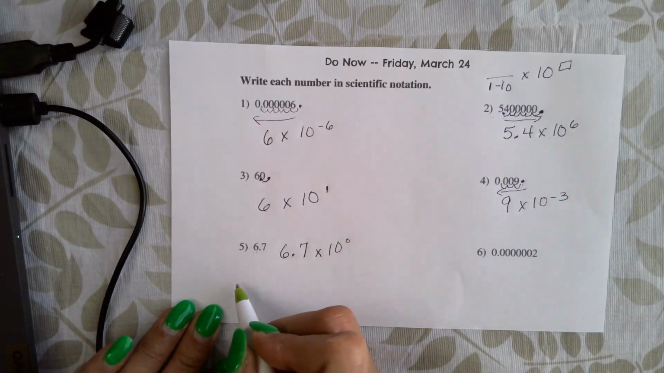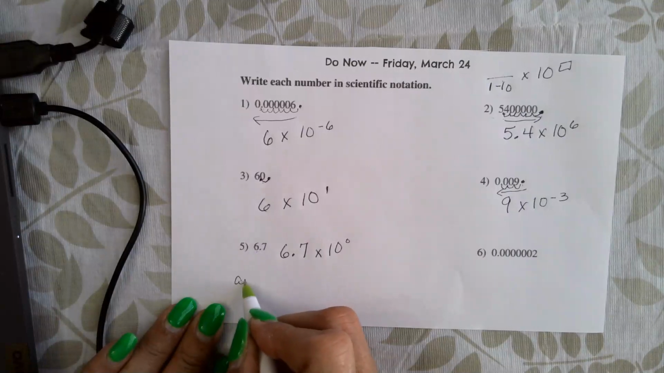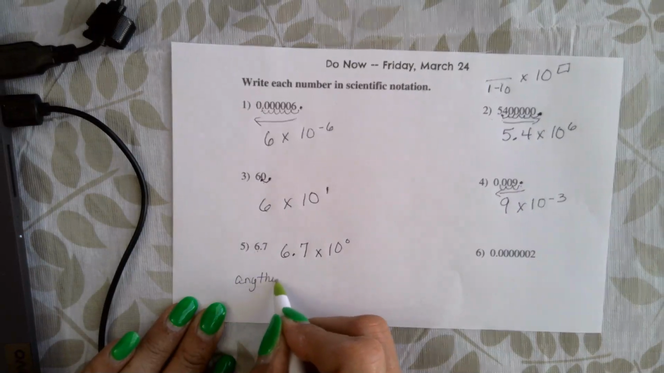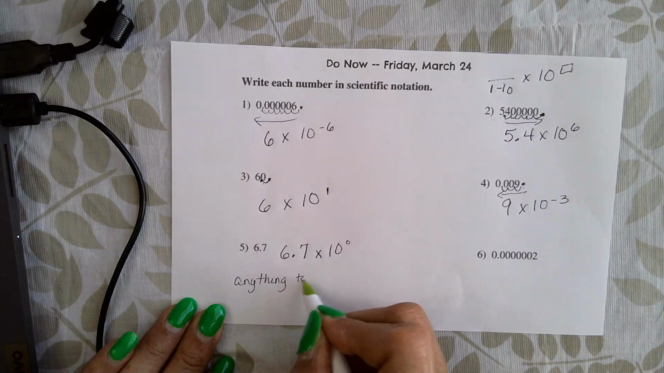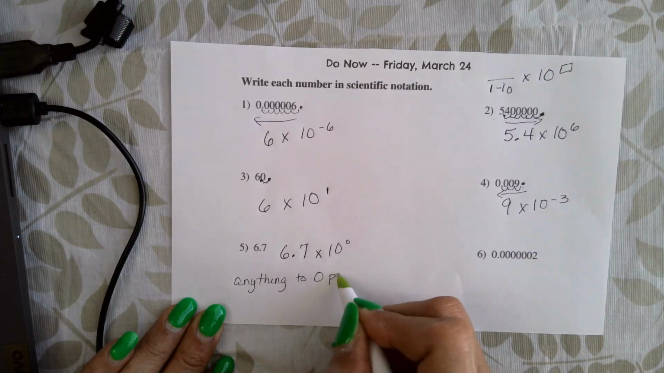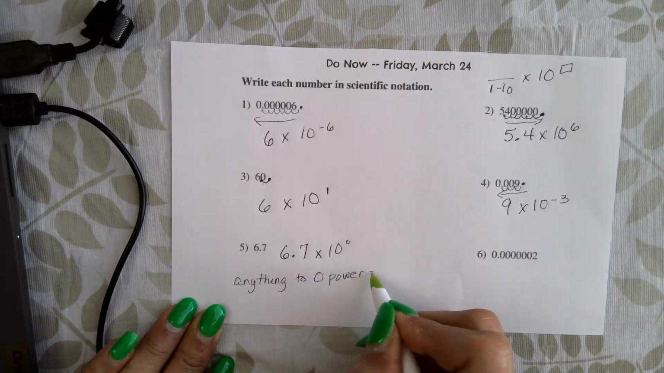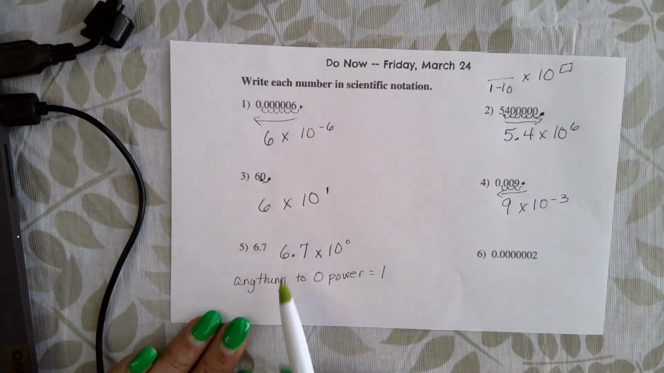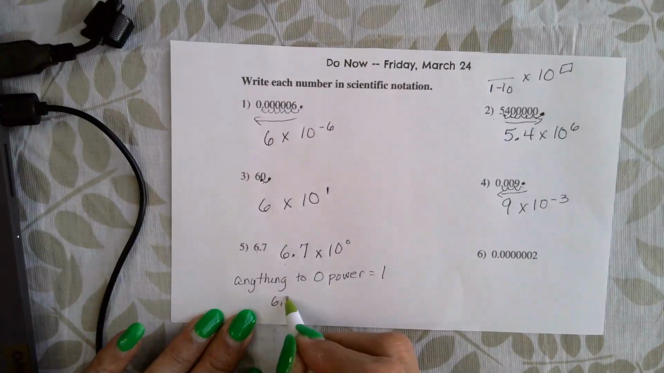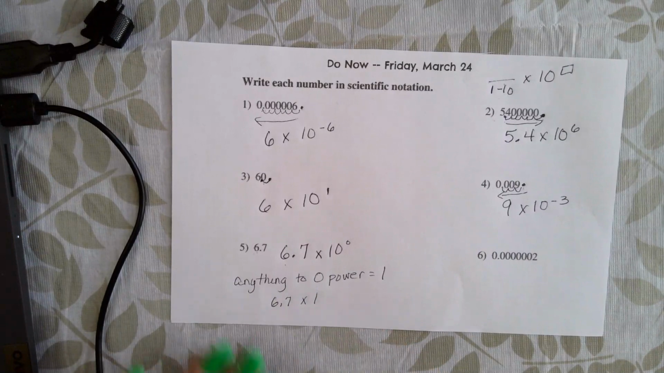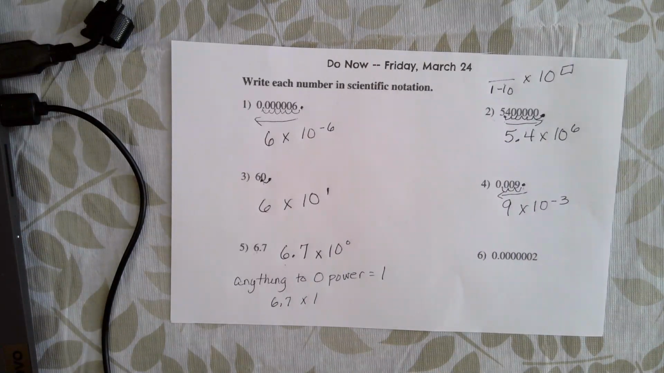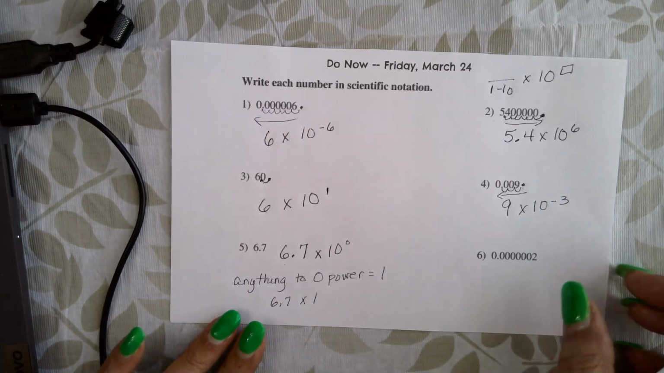And just remember, anything to the 0 power equals 1. So this is the same thing as saying 6 and 7/10 times 1. And you're going to get the same thing because anything times 1 is that number itself. Don't let that one trip you up.